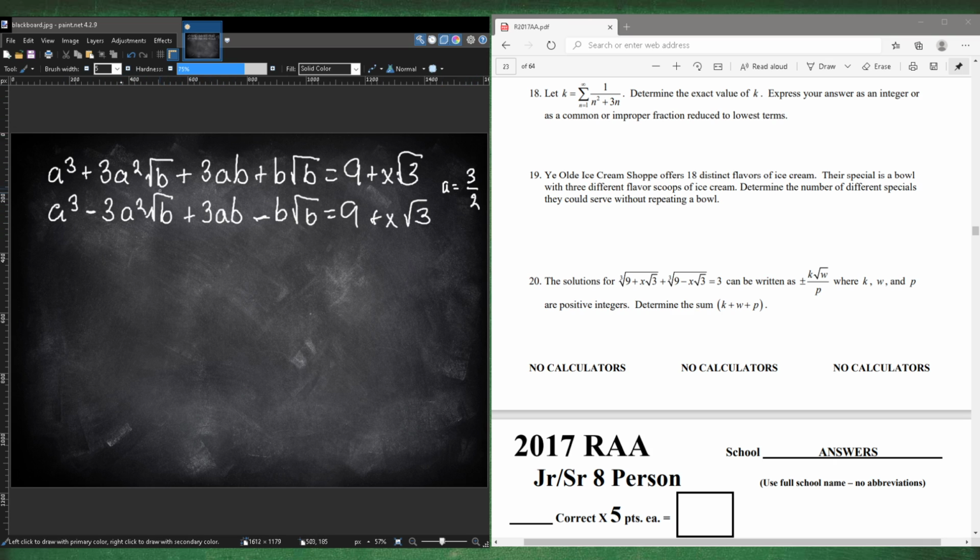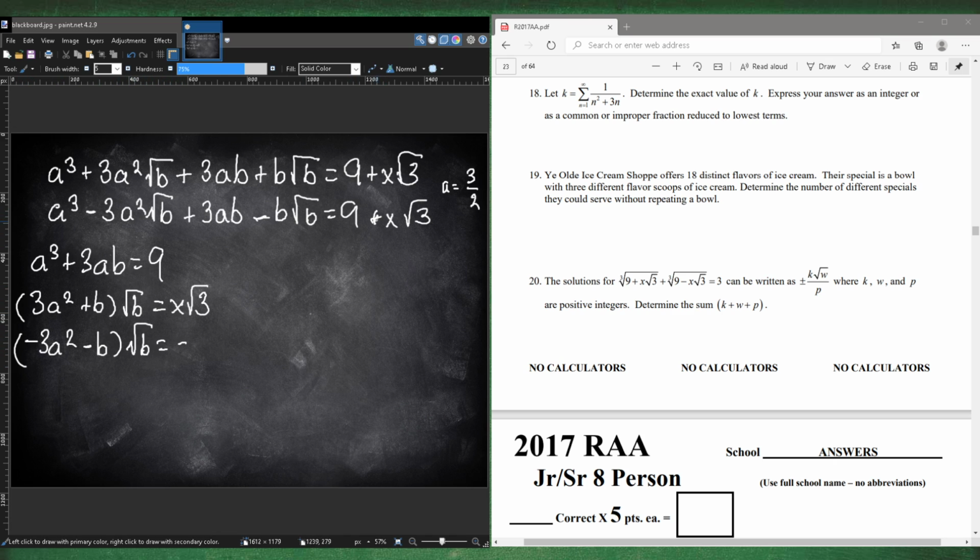Okay, so we see the terms with constants and no radicals. So a cubed plus 3ab from the first equation is equal to our 9. And then we have 3a squared plus b, multiplied by square root b, is equal to our x square root 3. And we also see here from the second equation, a cubed plus 3ab, which is just this, is equal to 9. So that matches. And we have negative 3a squared minus b, multiplied by square root b, equals, oh sorry, this one's supposed to be a minus, equals minus x square root 3. This is this equation right here, right? So basically from here, if you distribute out the negative, this and this are the exact same equation, so we don't have to worry about this.